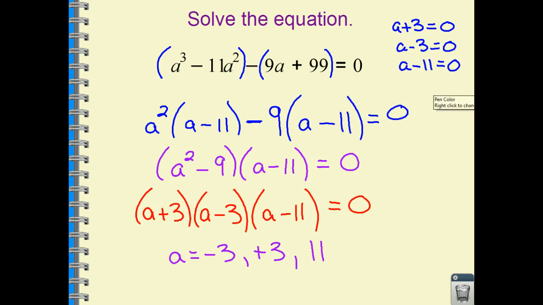Now if you want to clean up this positive negative 3, which is never a bad idea, we can say a is equal to positive and negative 3 and 11. How about that?